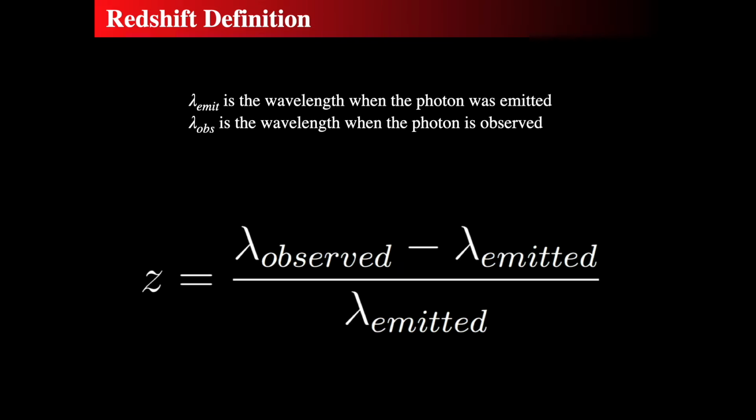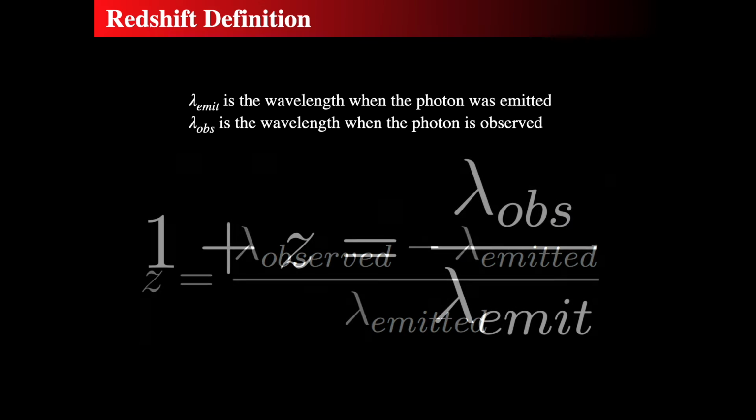First, let's define the idea of redshift. Redshift, z, is a unitless measure of the difference between the observed wavelength of light and the emitted wavelength of light, divided by the emitted wavelength. Basically, a measure of how much the light has been stretched or compressed from its original emitted wavelength.